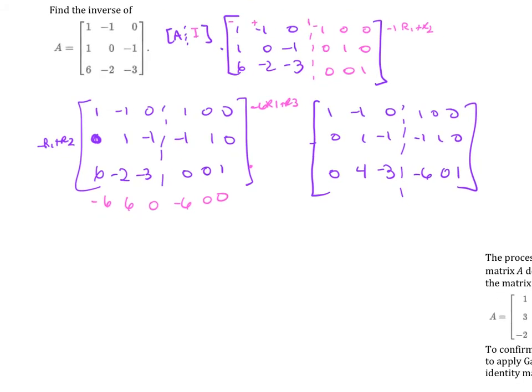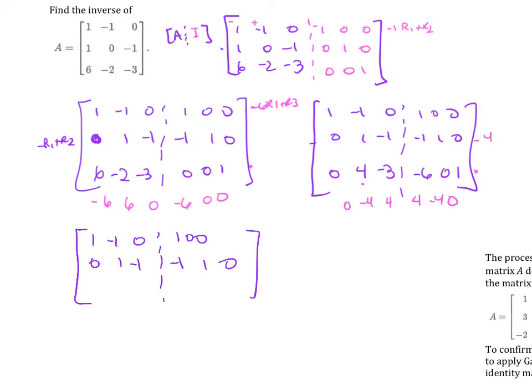Okay, continuing on, what we want to do is to get rid of this 4 here now. So I'm going to multiply row 2 by -4. So that's 0, -4, 4, 4, -4, and 0. And I'll add that to row 3 here. So copy everything over, and then we get 0, 0, 1, -2, -4, and 1.